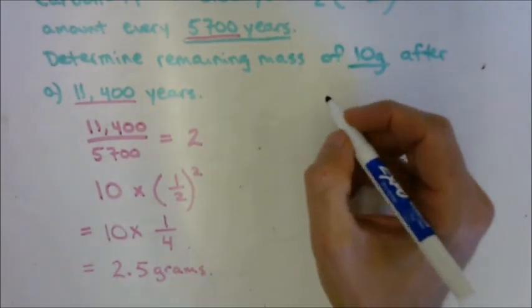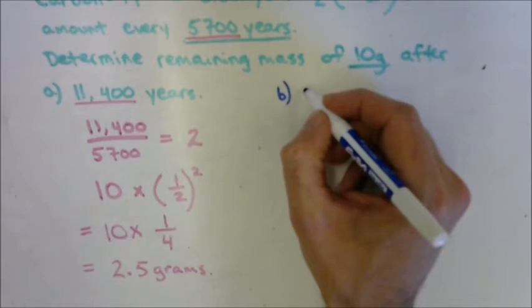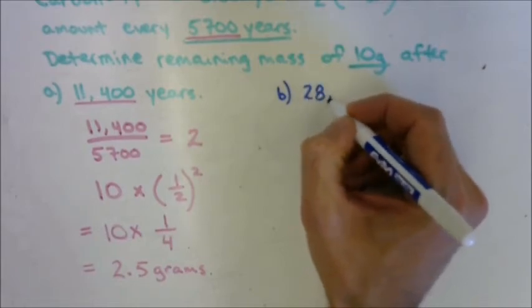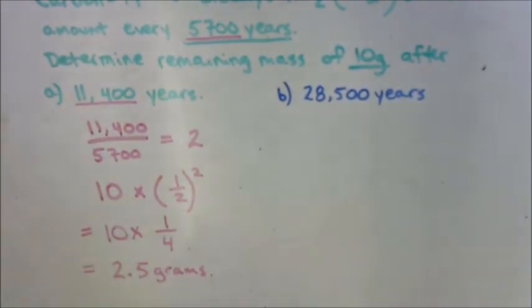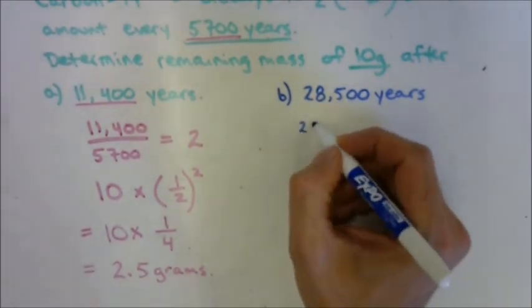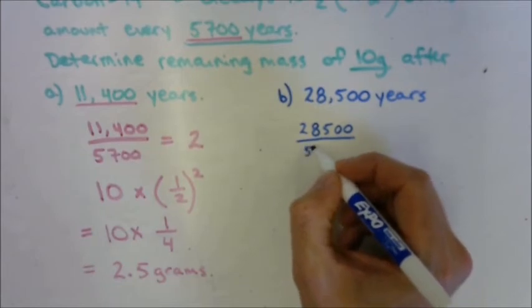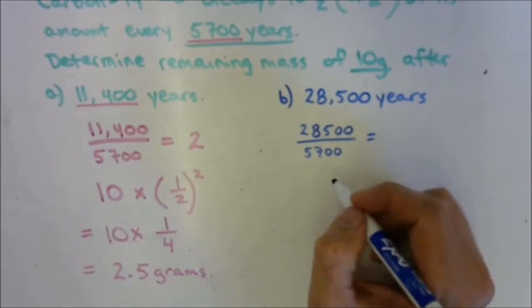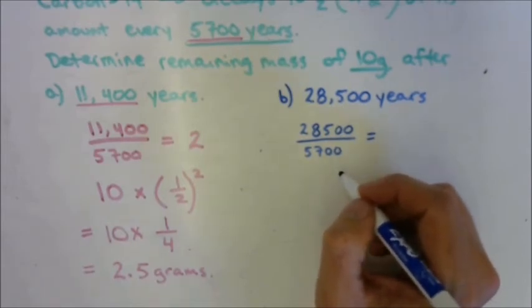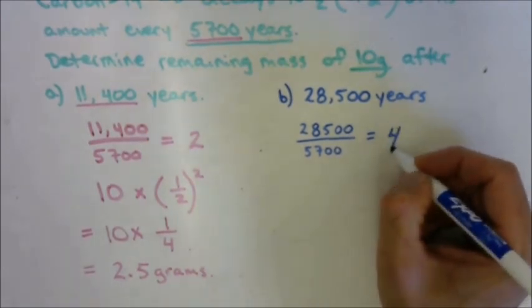Here we go. B. It's the exact same question, but instead of 11,400 years, we're going to look at 28,500 years. So even a longer time span here. The math is the same. We have to figure out how many half-life periods have happened here. One half-life period is 5,700, so we're going to divide that out. You can use your calculator there to figure out the number of half-life periods.